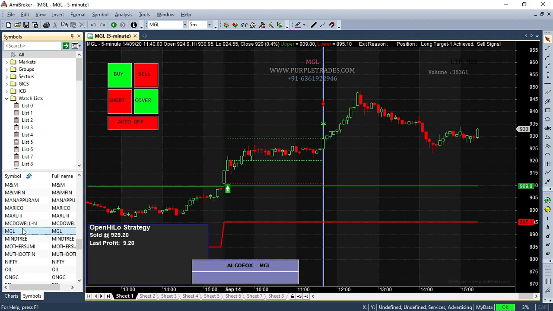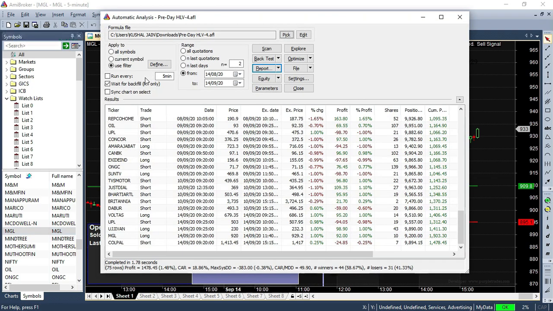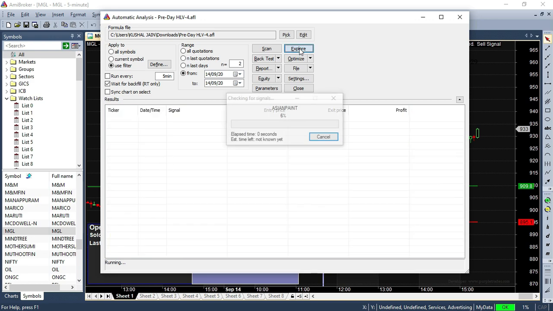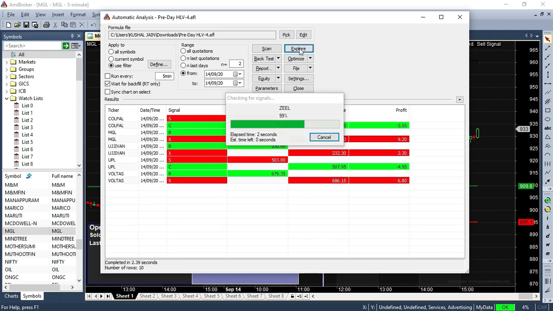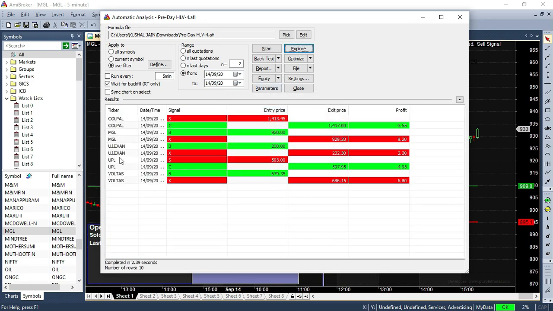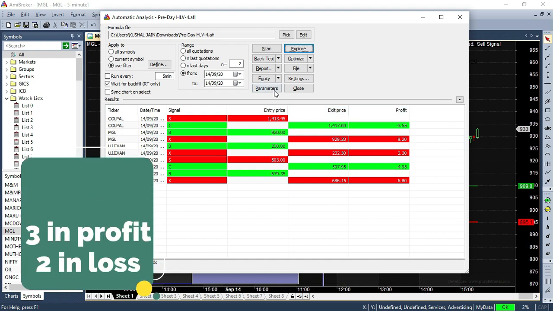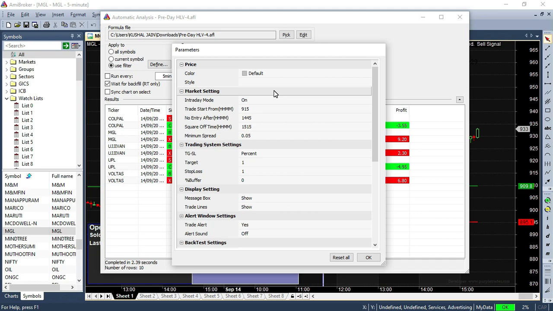If I have to check today's stocks, how many stocks gave entries, how many were in profit, how many were in loss, I'll just show you in the explore section. I'll go to analysis. Well, today is 14th of September, right, and I'll just click on explore. So today you will see that there are 4 or 5 trades: Kolpal, MGL, Ujjivan, UPL and Voltas. So here I have profits as well.